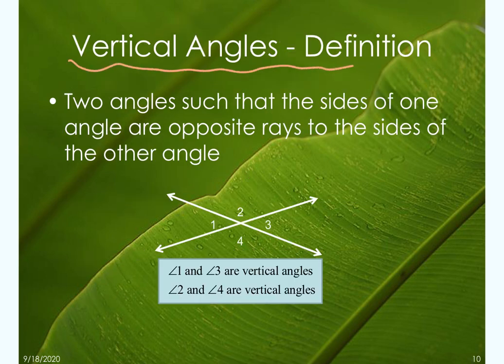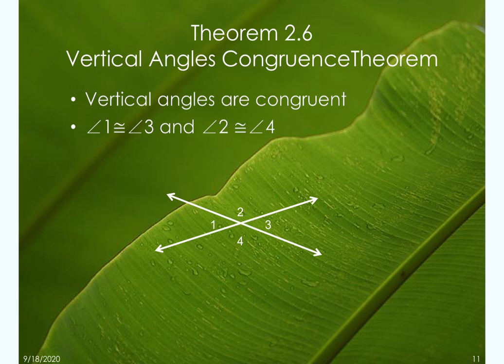Vertical angles are another wildly popular topic in geometry, and the vertical angles are the two angles such that the sides of one angle are the opposite rays to the sides of the other. So angle 1, if I extend angle 1 and I extend the other side of angle 1, it forms angle 3. Those two are vertical. And 2 and 4, if I extend the sides of 2, it makes angle 4. Those are vertical angles.